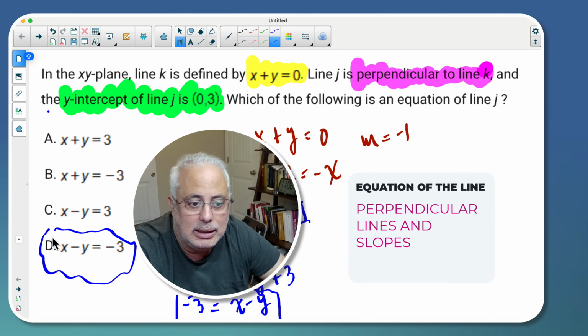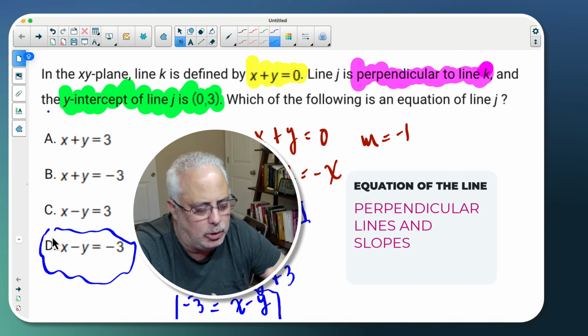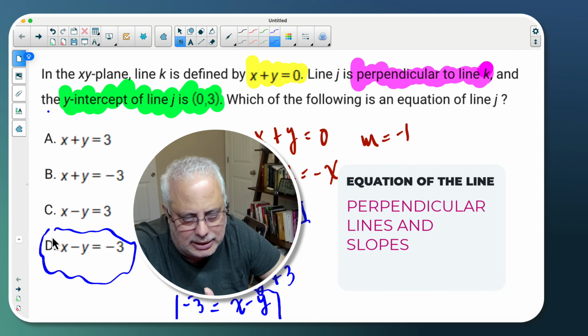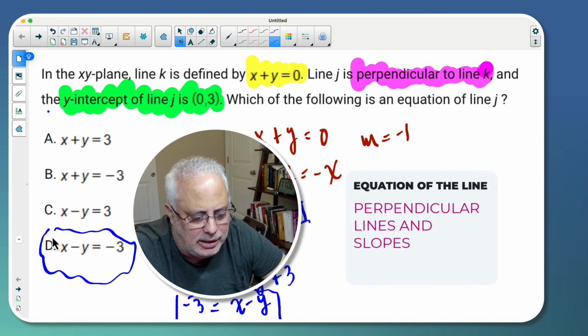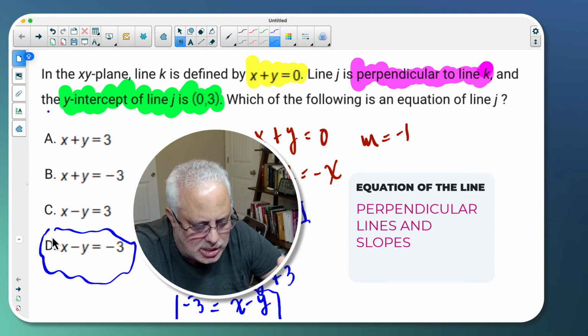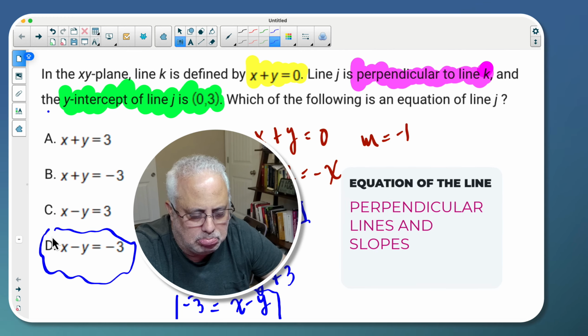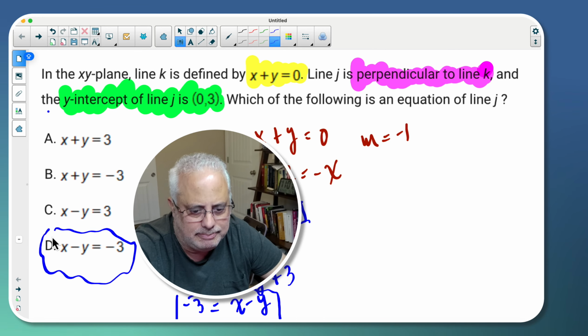Integrated with y equals mx plus b and the y-intercept given, you have enough material to create your answer. It's just that. So let's see the next question.